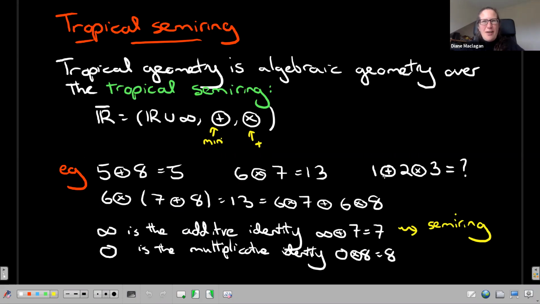Oh, I'm happier with the chat. Of course we have to ask where the brackets are. So I'm assuming that we're parenthesizing in the usual way. So 2 times 3 would be 5. The minimum of 1 and 5 is 1. So I agree with the person who says 1 in the chat. Any questions, comments?